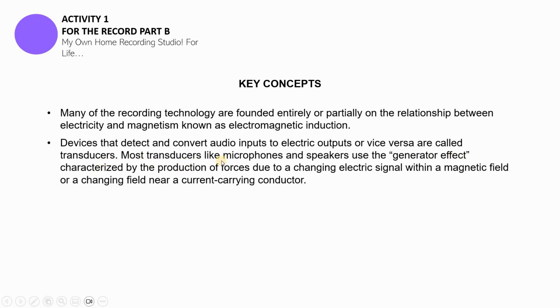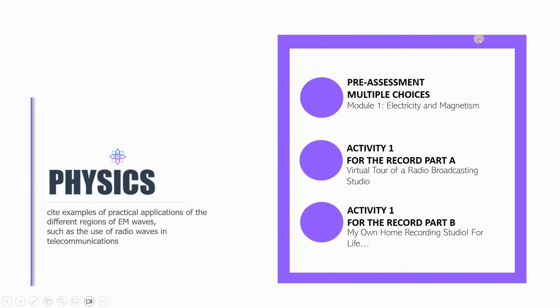Now, devices that detect or convert audio inputs to electric outputs or vice versa are called transducers. Most transducers, like microphones and speakers, use the generator effect characterized by the production of forces due to a changing electrical signal within a magnetic field or a changing field near a current carrying conductor. All right. Now that we have a beginner's understanding of how electromagnetism works and how it is used in real life, I hope that in the next sessions we will be capable of understanding it even further.